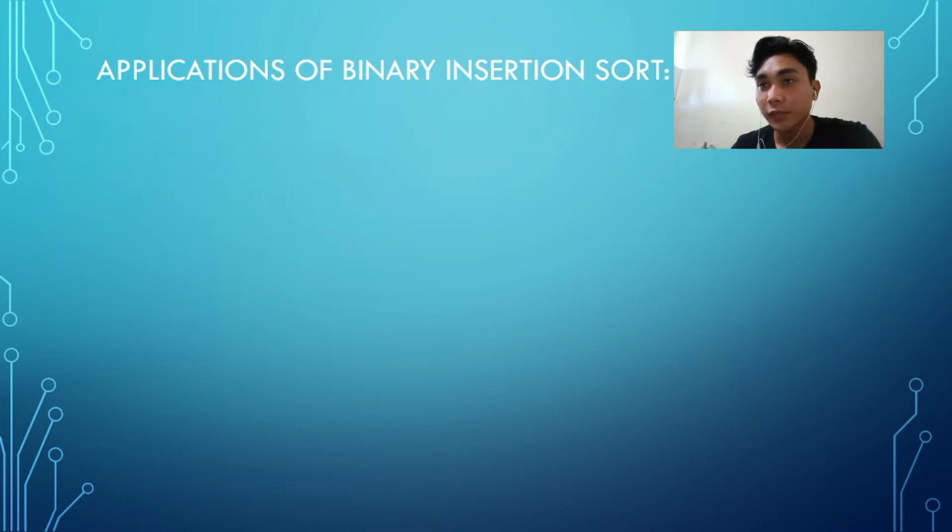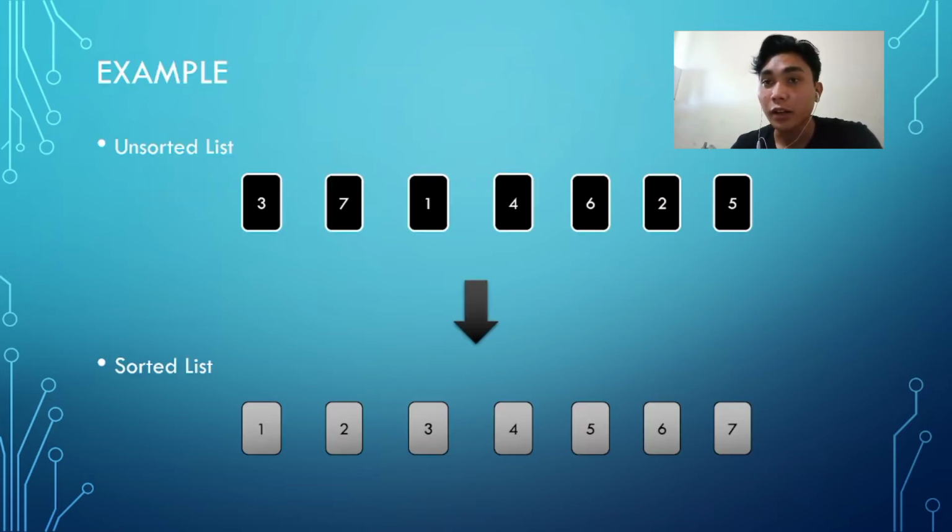Oh wait, I didn't explain why it is stable. Out of the given options, binary insertion sort is the only algorithm which is stable. It is because the elements with identical values appear in the same order in the output array as they were in the input array.